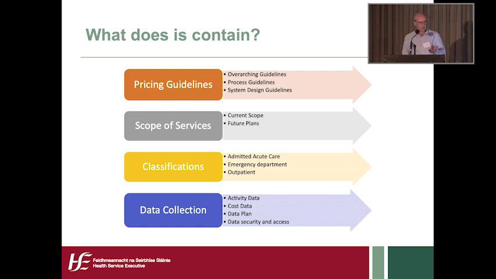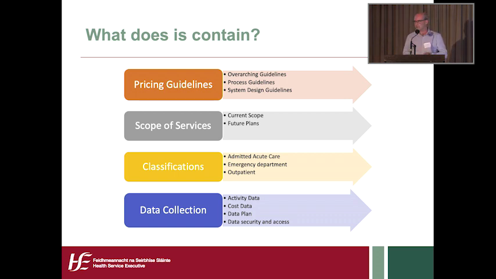What does it contain? We'll go through these fairly quickly. It's available online at the moment, and I would urge you to have a look at it. It goes to the overarching pricing guidelines, process and system design guidelines. It talks about the scope of ABF, so it's currently admitted patients, but we are looking at going into ED, outpatients, and eventually community. So all of those changes and progressions will be flagged as part of that.